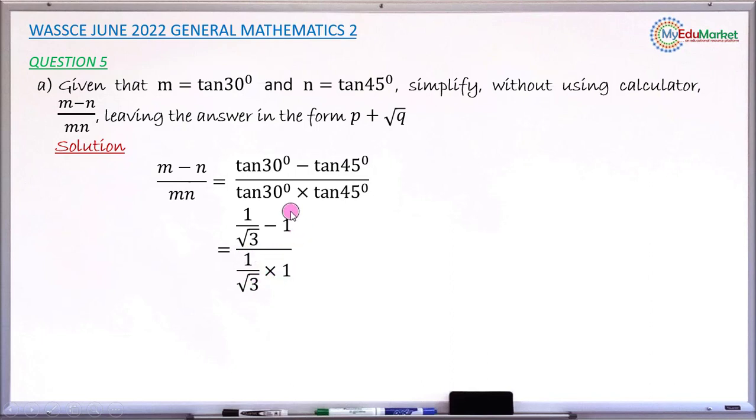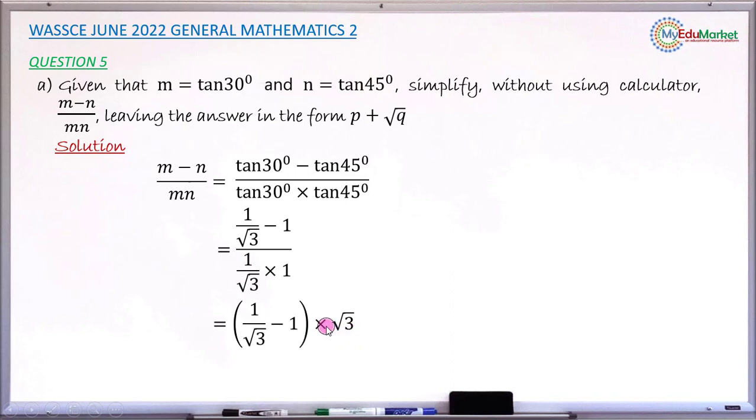And we are now dividing this numerator by a fraction, and that fraction is 1 over root 3. Division by a fraction simply means multiplication by the reciprocal of that fraction, and the reciprocal of 1 over root 3 is root 3. So I'm multiplying the numerator by root 3. You now have 1 over root 3 minus 1, your numerator, multiplied by the reciprocal, which is just root 3.